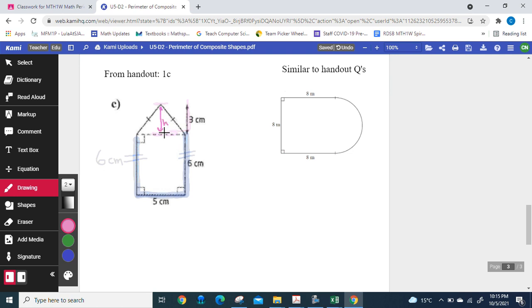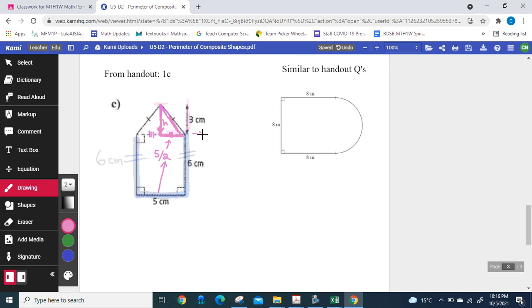Well, because this is an isosceles triangle with two equal sides, if I drop the height from the vertex down to here, that splits the base in half. So this section and this section are the same length. That means this lovely right angle triangle here is going to have this side equal to 5 divided by 2.